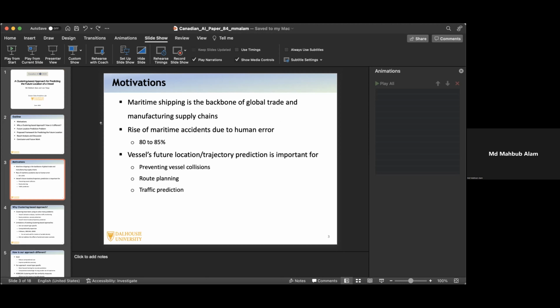But in recent years, the number of accidents in the maritime domain has increased with the growing number of vessels, mostly due to human error. A vessel could avoid some accidents if it knows the future location or trajectory of surrounding vessels. That's why the future location or trajectory prediction problem is very important. This problem is also useful for route planning and traffic prediction.